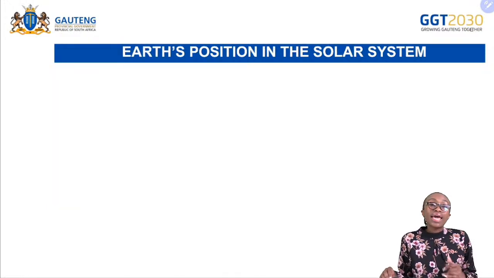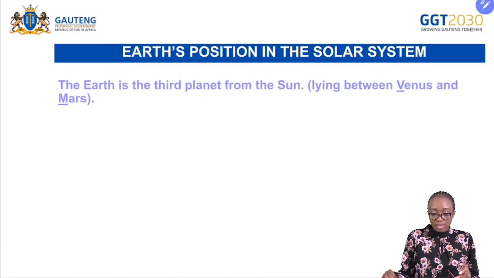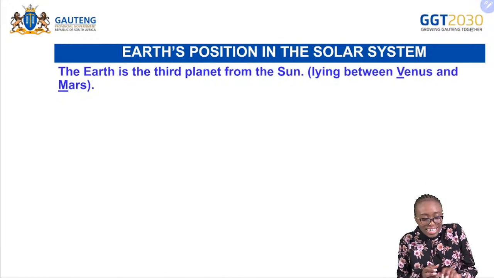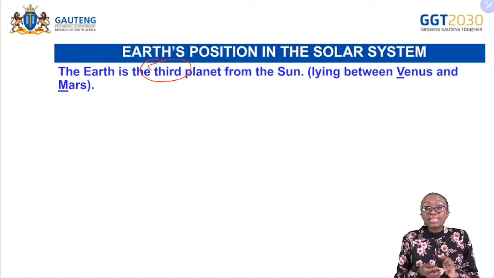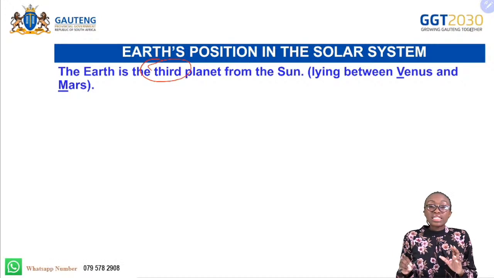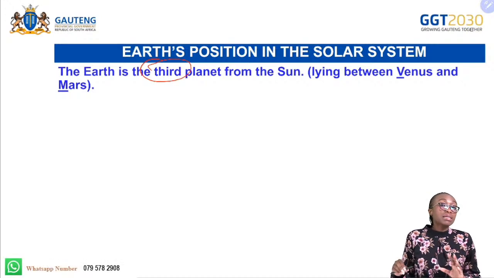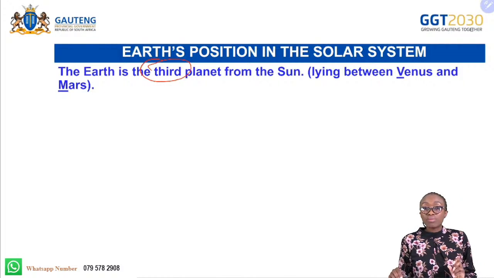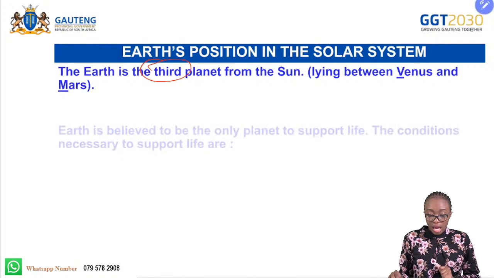So what is the Earth's position in the solar system? The Earth is number 3. It is the third planet from the sun. It lies between Venus and Mars.